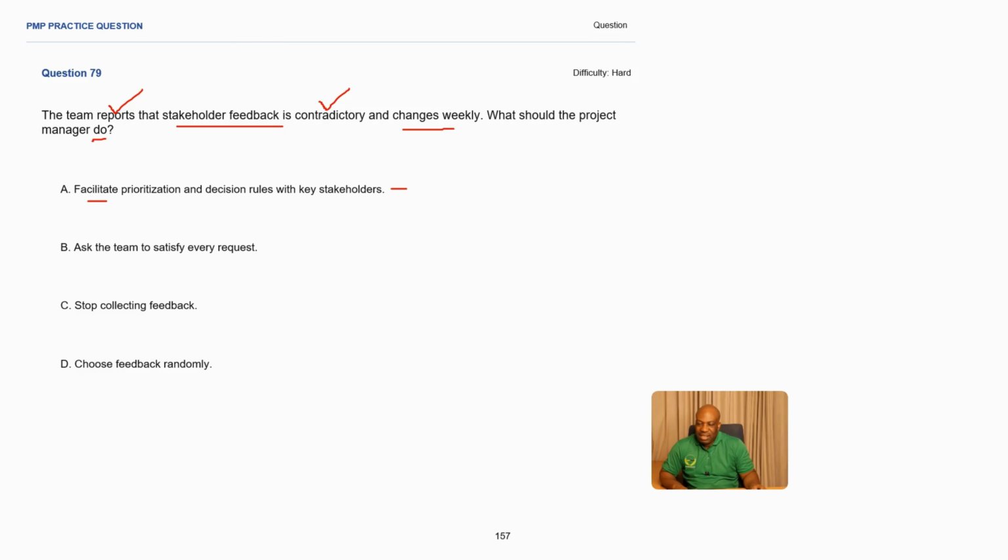Then B, ask the team to satisfy every request. You don't ask the team to satisfy every request. Remember, the team is reporting that the feedback is contradictory and changing weekly, so the best is to meet with the stakeholders, making this one incorrect. Stop collecting feedback. You don't stop collecting feedback. Feedback is very important for improvement, either in the current phase or in the next project, making this one incorrect. Choose feedback randomly. You don't choose feedback randomly. You need to take all the feedback as it comes, making this one incorrect.